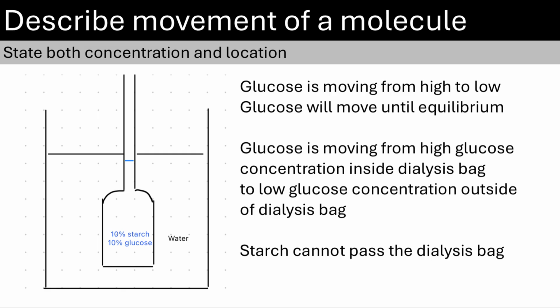Writing that a molecule is moving from high to low, or that it will move until equilibrium is reached, are not good answers. Read the question carefully. The question will ask you about specific movement of a molecule, and which molecules will and will not pass through the semi-permeable membrane. In this example, I am describing the movement of glucose molecules, and I am stating both glucose concentration and location of the molecule. Note that starch molecules are too large to pass through the dialysis bag.